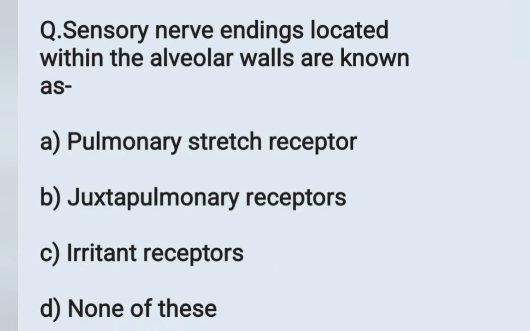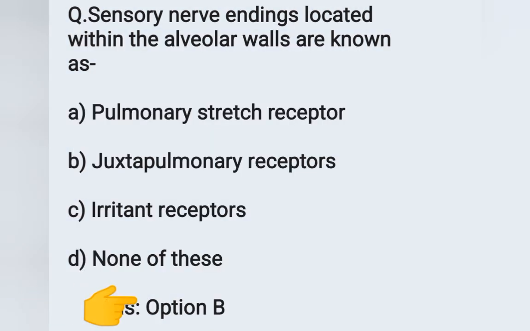Sensory nerve endings located within the alveolar walls are known as which option? Option A, pulmonary stretch receptor. Option B, juxtapulmonary receptors. Option C, irritant receptors. Option D, none of these. The sensory nerve ending receptors which are located within the alveolar walls are known as juxtapulmonary receptors. Option B is the correct answer. Move on to the next question.